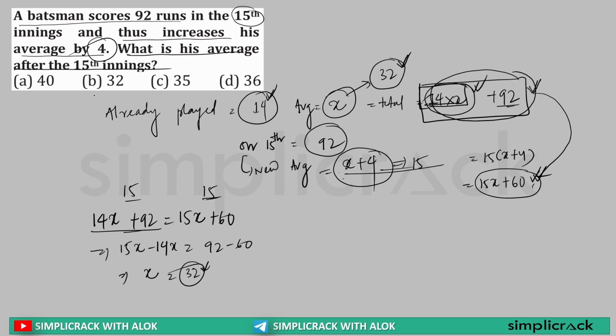Now understand this. After 15 innings, his average was increased by 4. That means it is x plus 4, that is 32 plus 4, which is equal to 36. So the average after 15 innings is 36.